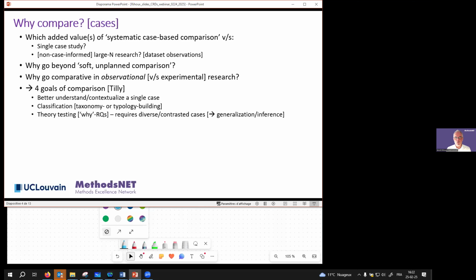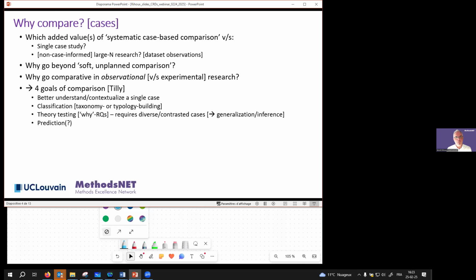Okay, and you can address why research questions, causal, explanatory research questions, which requires indeed that you collect evidence on multiple cases that are diverse, and that are also contrasted, especially on an outcome variable of some sort. And this enables you then, via systematic case selection, to produce empirical generalization and to engage in some form of inference. That's also a big topic I cannot unpack here in much detail.